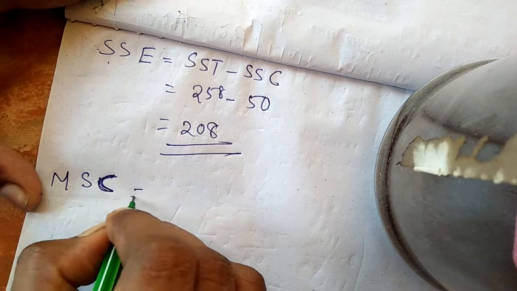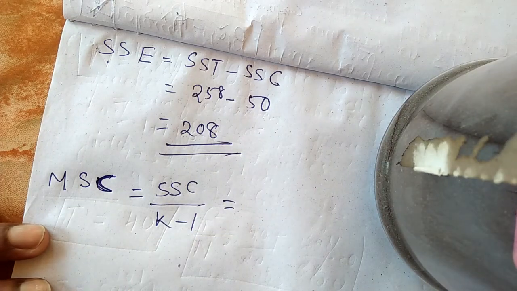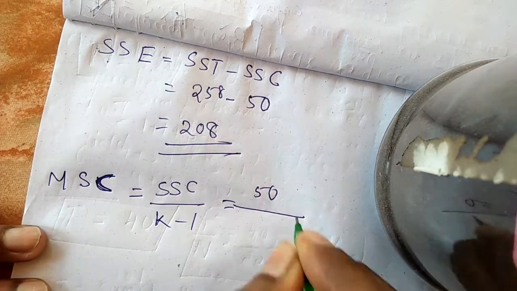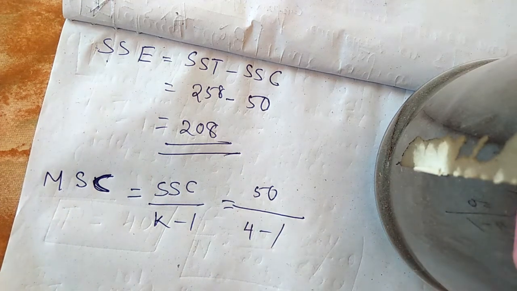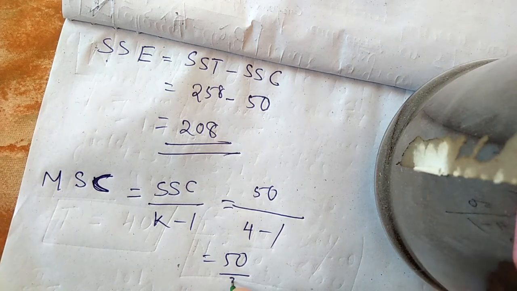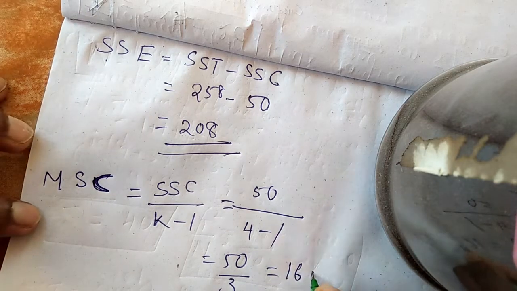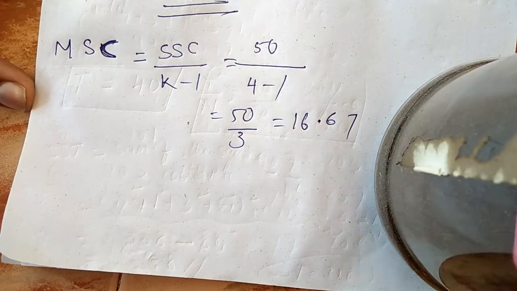Next, you find MSC. MSC equal to SSC divided by K minus 1. SSC is 50. K is the total number of treatments. Here K equals 4, 4 varieties. So 4 minus 1. So 50 by 3, that is equal to 16.67. So MSC is 16.67.